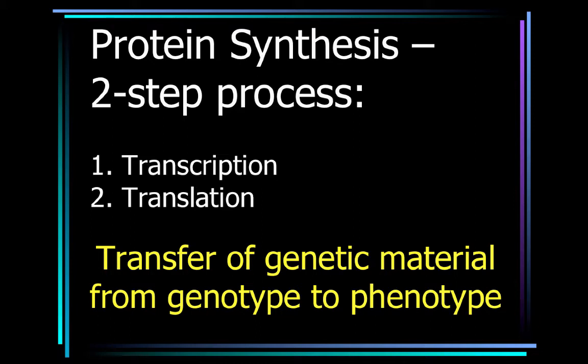All right, so again, protein synthesis or protein expression is really a two-step process. The first part is going to be transcription, and the second is translation. Transcription is creating a new message based on the DNA template, and then translation is taking that new message and translating it into protein code. This is how we get the transfer of genetic material from the genotype in the DNA form to the phenotypic expression.